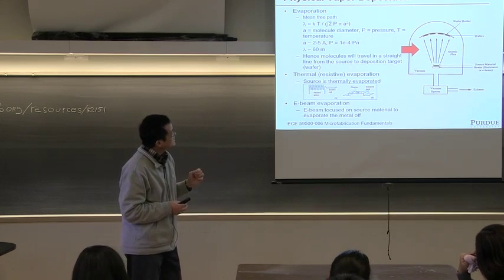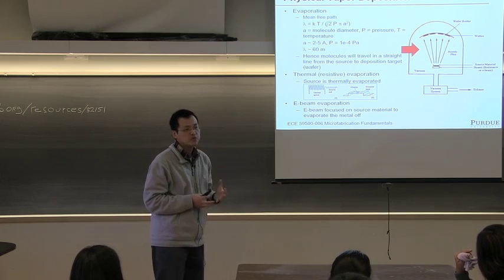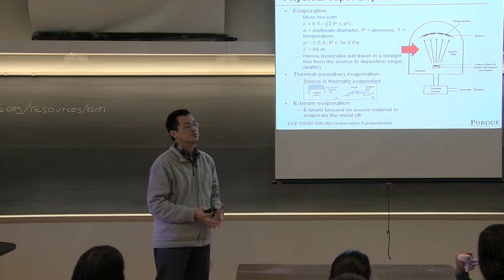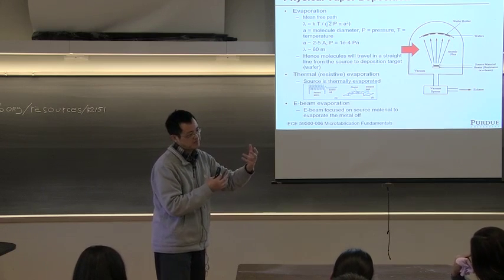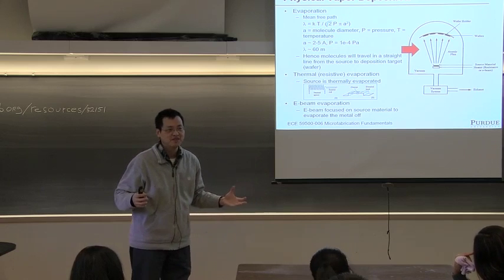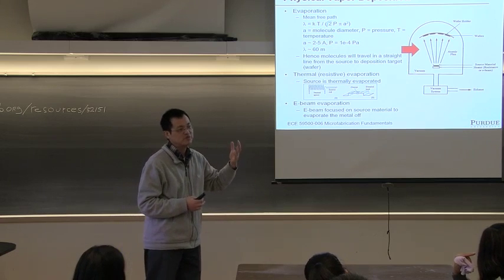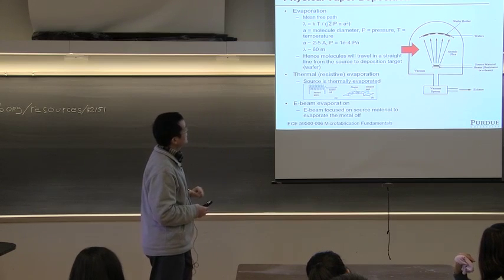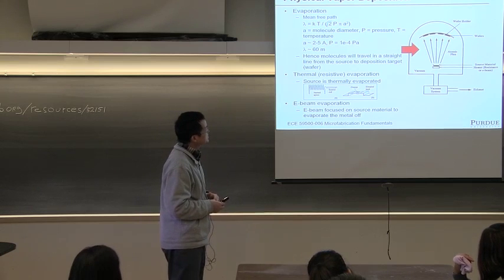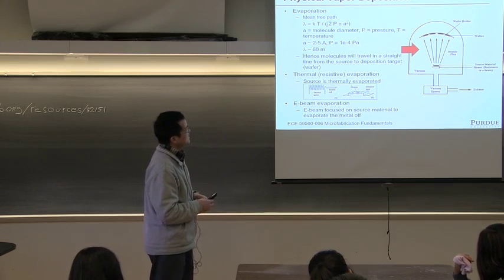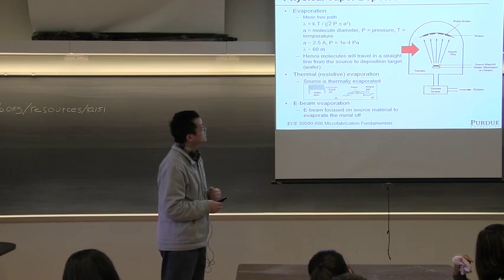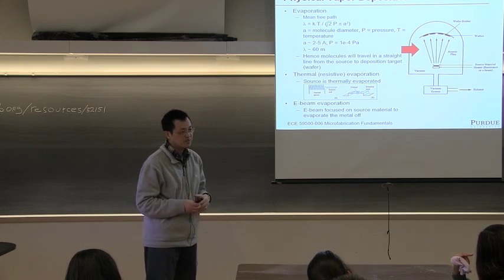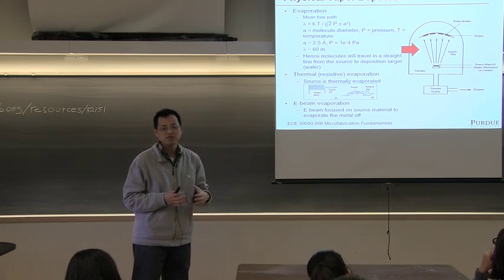It's pretty much inversely proportional to the pressure, which makes sense. The lower the pressure, or the higher the vacuum, the fewer molecules there are, so it can travel long enough before it collides with another one. If we plug in some typical numbers, a is about 2 to 5 angstrom, P is about 10 to the minus 4 Pascal, and the mean free path is about 60 meters. So that's actually a pretty good vacuum.